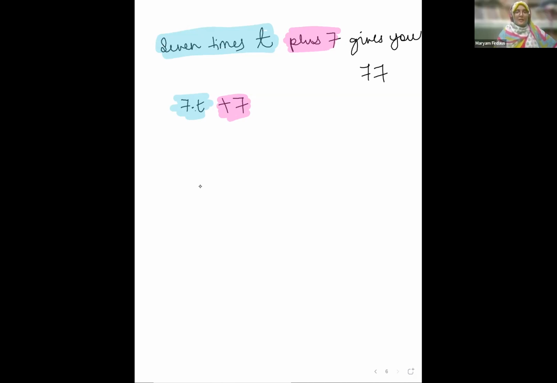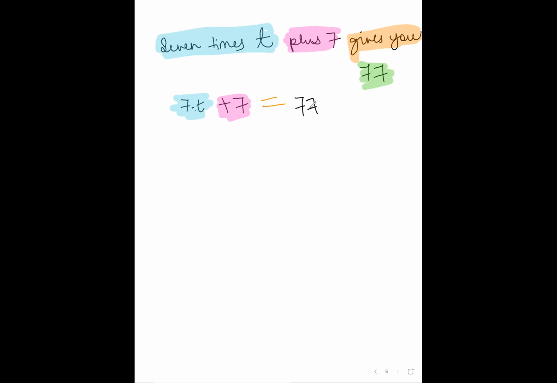Next, it's saying gives you 77. So how are you going to write that? First, let's translate gives you. Gives you means in maths? Equal to. Next, 77. So this part will be equal to 77. Any doubts in this one? No. Okay. All right.